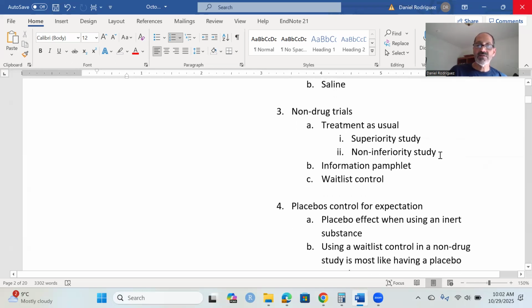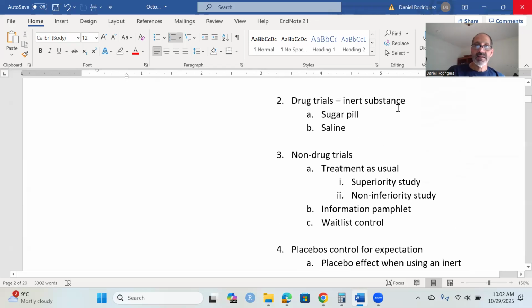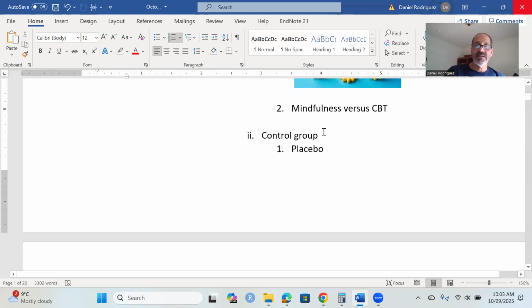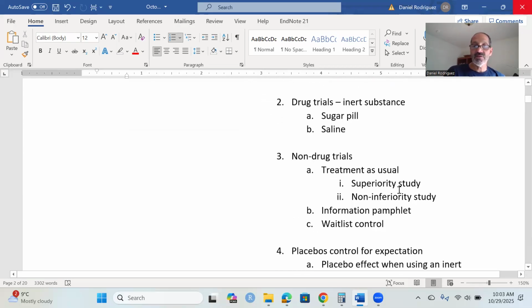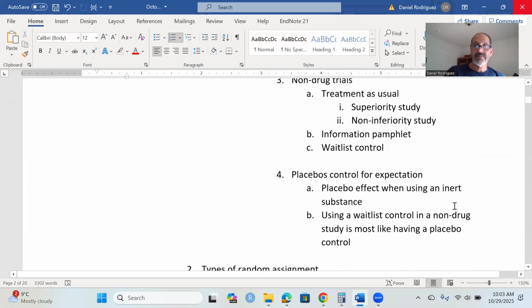In non-drug trials, we usually don't have something known as a placebo. So, for instance, if I'm doing a treatment like I mentioned here, something like mindfulness versus CBT, mindfulness may be the treatment that one's assessing. The control would be cognitive behavioral therapy. That's not a placebo. It's just treatment as usual. So we usually do treatment as usual in such cases.